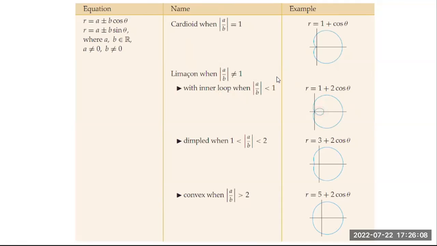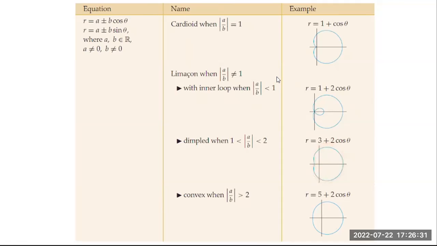And then here is an example of a dimple shape that happens when a over b is between 1 and 2. In this case, notice that your a is 3, b is 2. So a over b is 3 over 2, which is 1.5. 1.5 is between 1 and 2. So you should have a dimple shape. This is the shape of a dimple shape. This is the dimple shape.